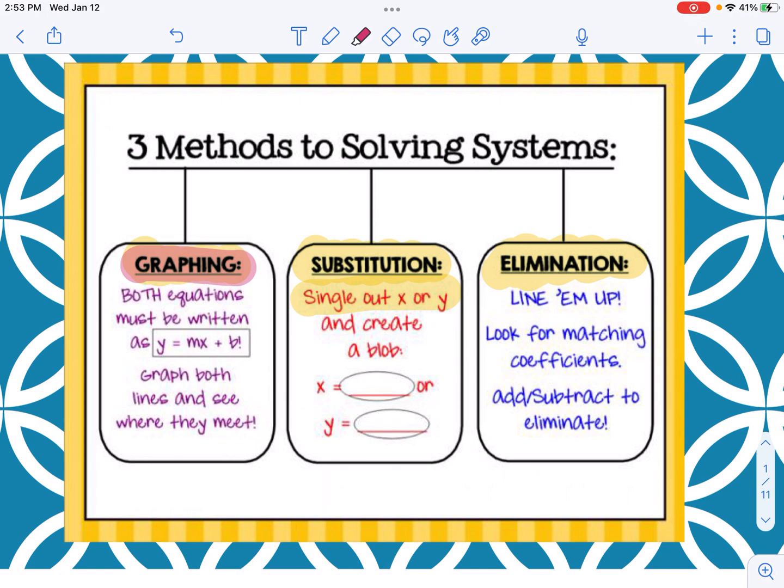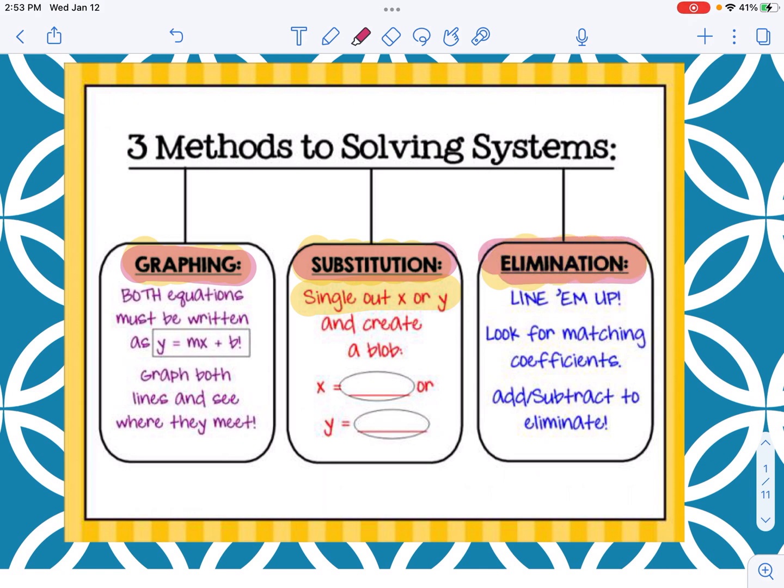Okay. The second method that we discussed was substitution. Substitution is nice because all you're doing is looking for equations that have one of the variables isolated. So if you're given an equation that has x or y already singled out, then all you do is plug that expression into the second equation.